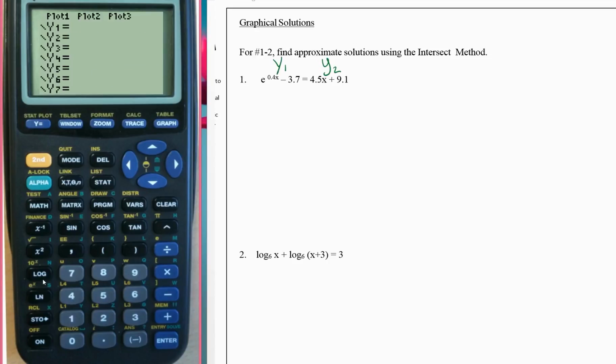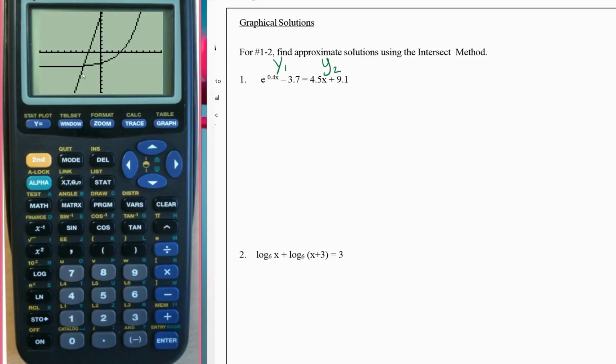Remember, to do e to the x, we're going to do second and then the ln button. So 0.45x, close the parentheses there for the exponent, minus 3.7. And then in y2, we're going to put the 4.5x plus 9.1. Okay, and I'm going to hit graph. So this is just our standard window.